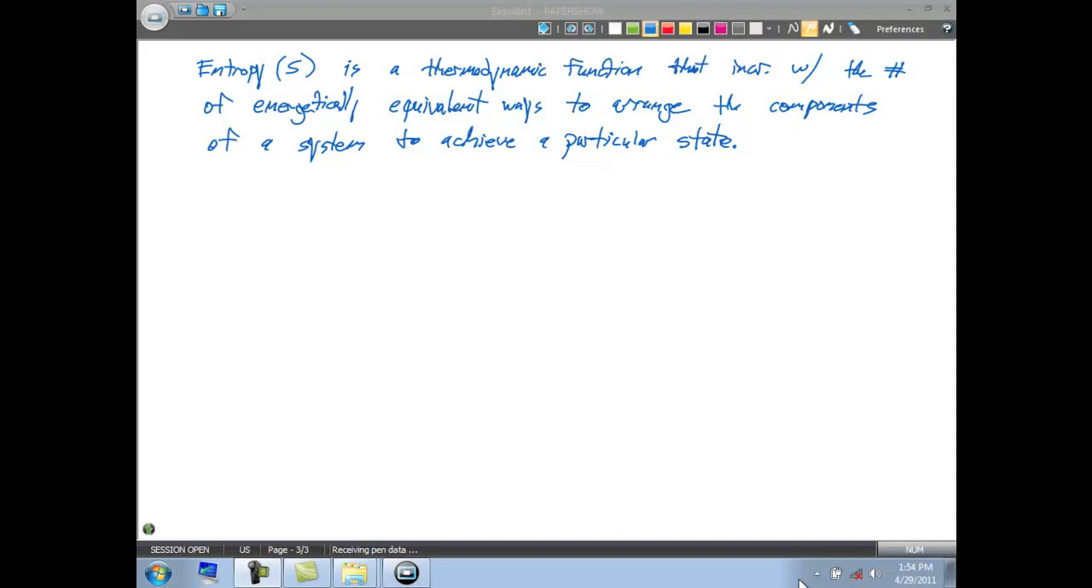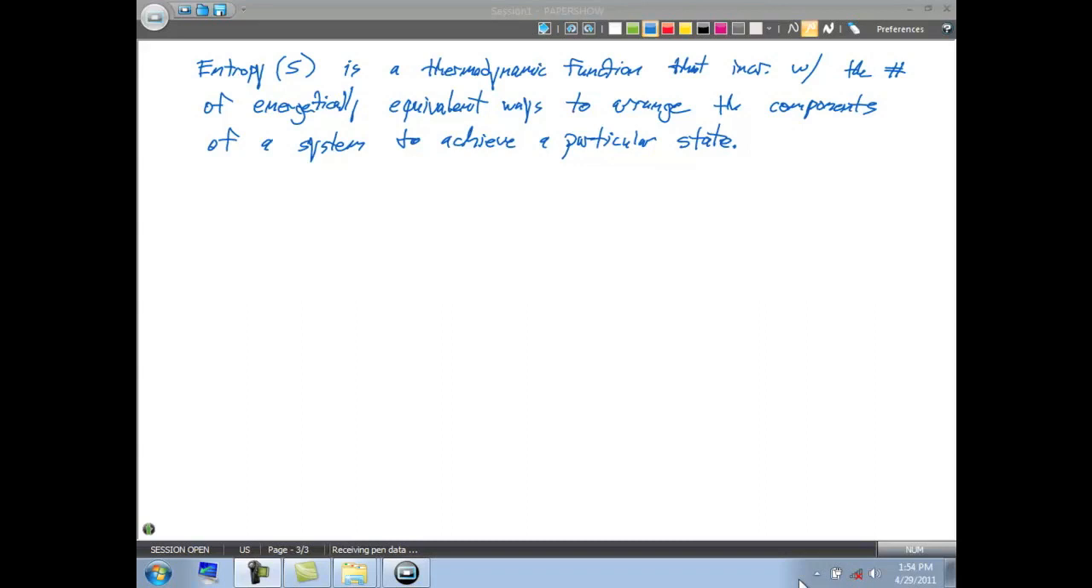When you read this, you're like, what the heck kind of a definition is this? Is this in English? What the heck do you mean by saying we want to increase the number of energetically equivalent ways to arrange a particular state? Doesn't make the most logical sense, so let's come up with a couple examples here.